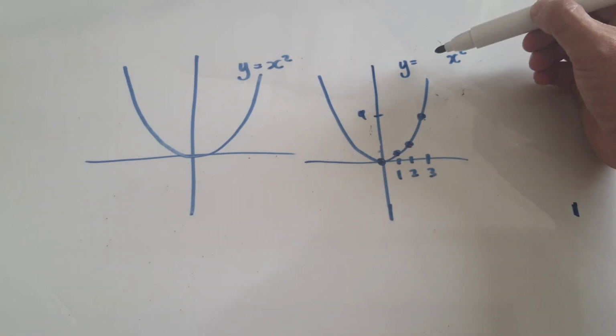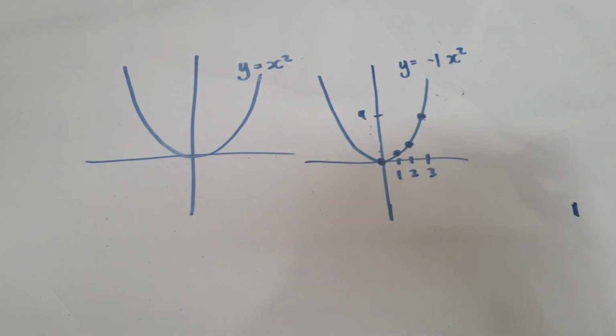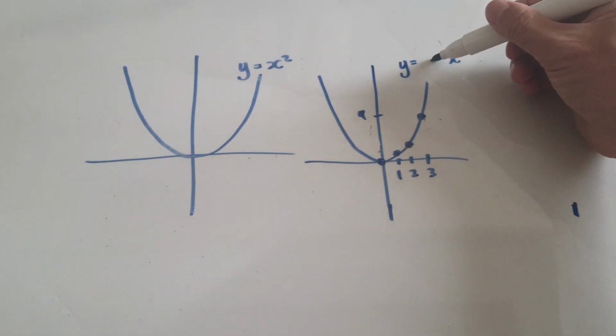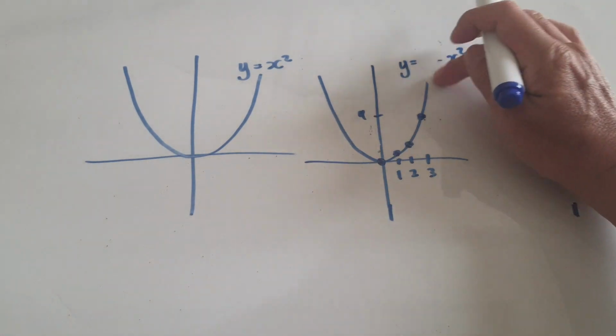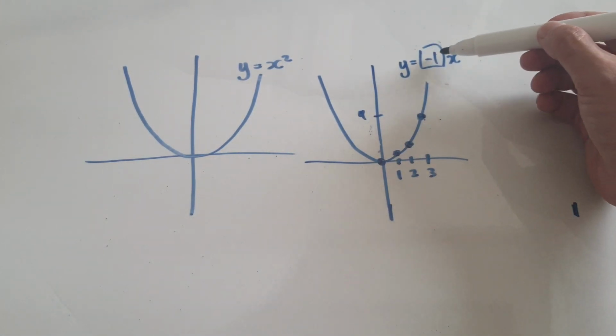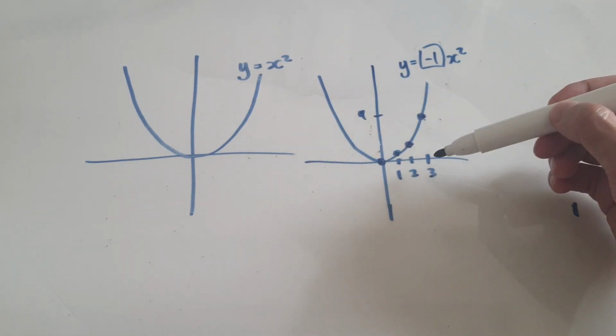Now let's investigate what happens when you have, let's pick a simple one, negative 1 in front of the x squared. When you have a negative 1, it just becomes this. We don't write negative 1, we would just write negative x squared. But let's just imagine it as being negative 1. So what happens when you have a negative in front of the x squared?